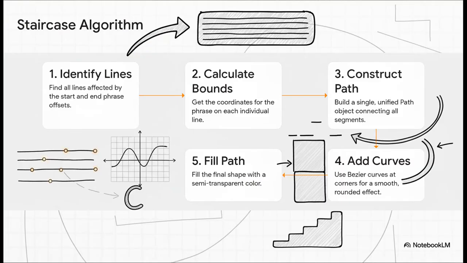For those slick multi-line highlights, the engine uses something called the staircase path algorithm. So instead of drawing a bunch of separate rectangles for each line, it identifies all the lines the phrase crosses, and then it constructs one single unified path that flows between them. It even uses these smooth curves at the corners to give it that really polished, rounded look.